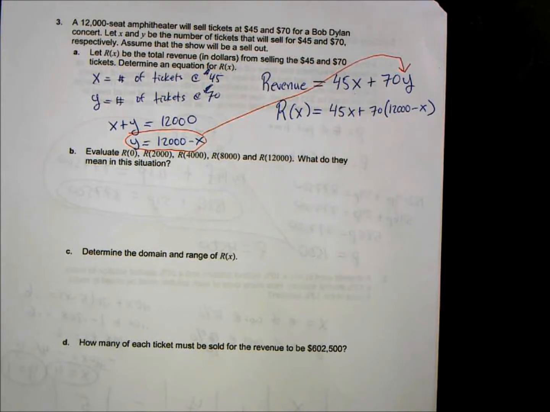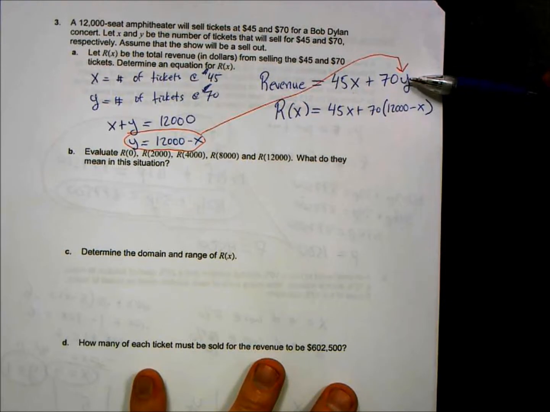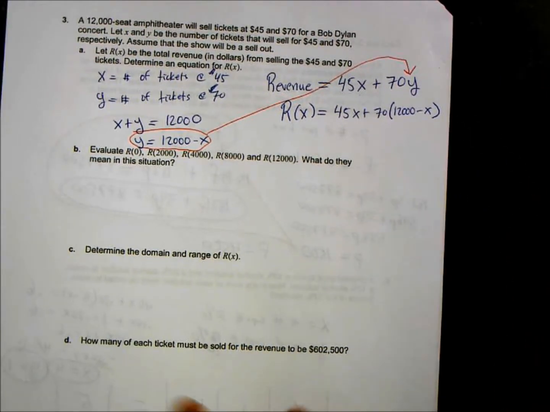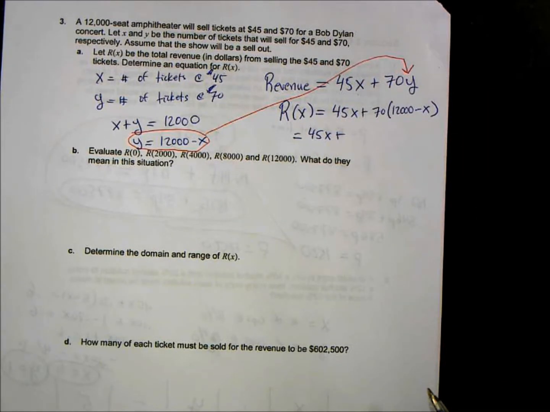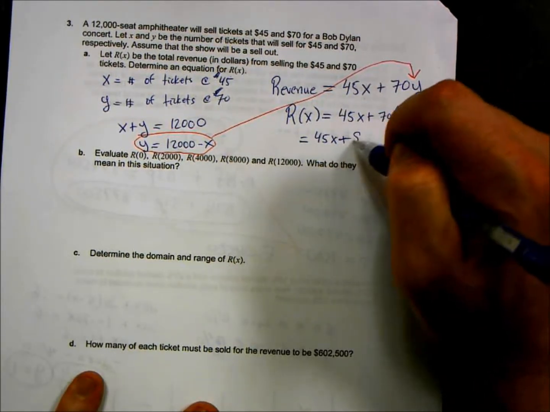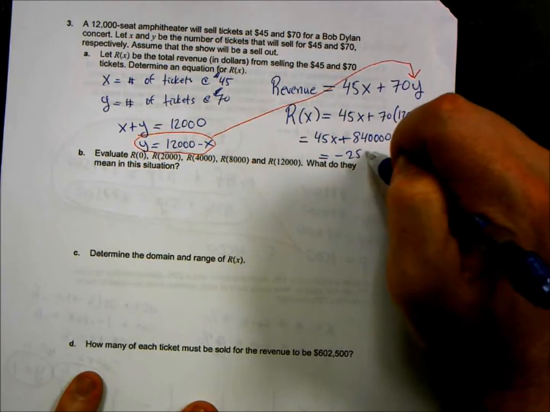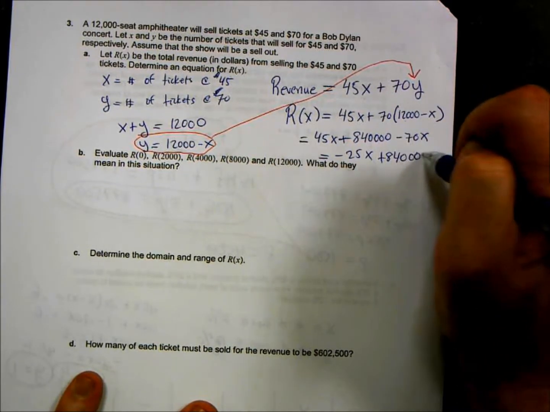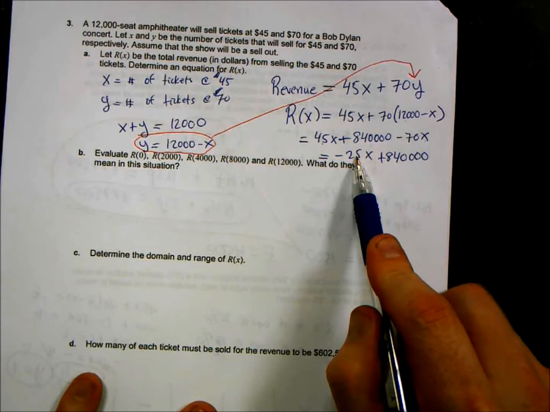So you don't even use the top one? Well, I started with the top one. I needed it to get to there, but now we're not going to use that one anymore. I think I'll distribute the 70 through and clean stuff up. That's 45X plus 70 times 12,000. 7 times 12 is 84, and then I need 4 zeros. So that's 84 followed by 4 zeros, minus 70X. So my formula is negative 25X plus 840,000. 45 minus 70 gave me negative 25. I combined my like terms there.